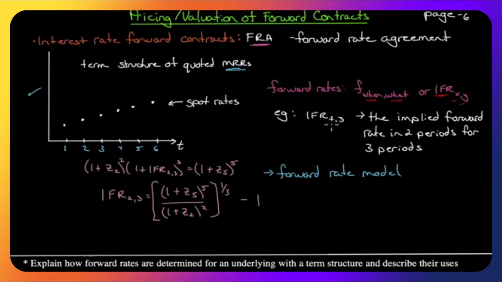So if we see an IFR 2, 3, this is the implied forward rate in 2 periods. When? In 2 periods. For what? For 3 periods. So it would be in 2 periods, for 3 periods, it would be this period of time. So if we're way over here and I say, I want to make a deposit here, which lasts to here, what interest rate would I get?